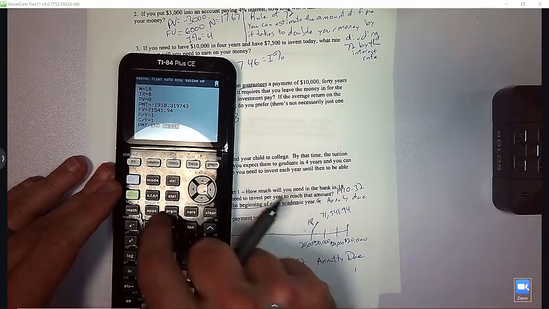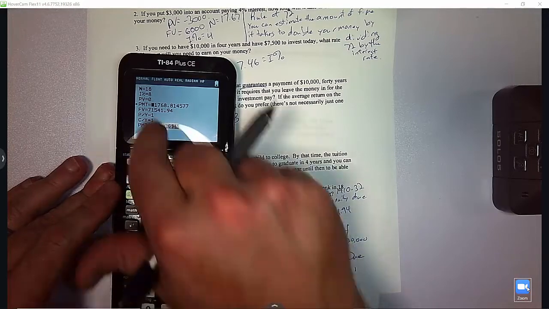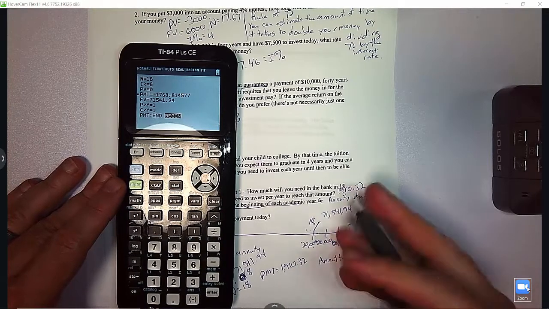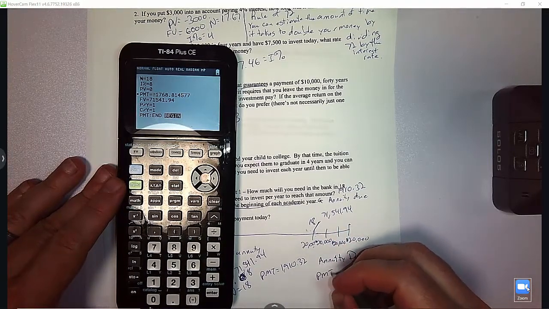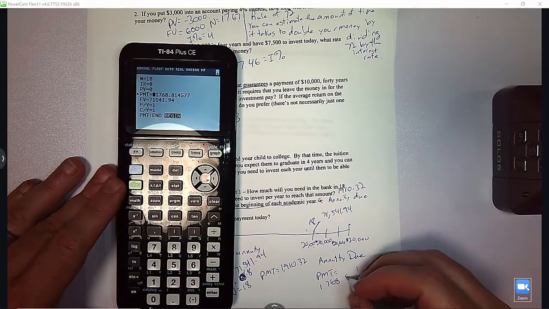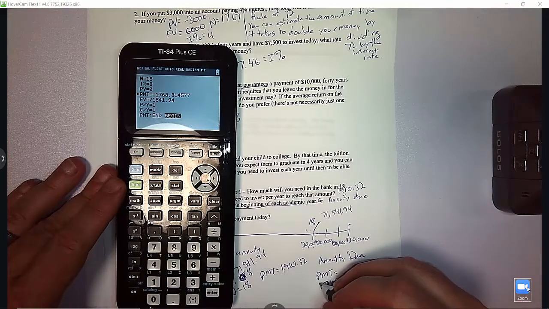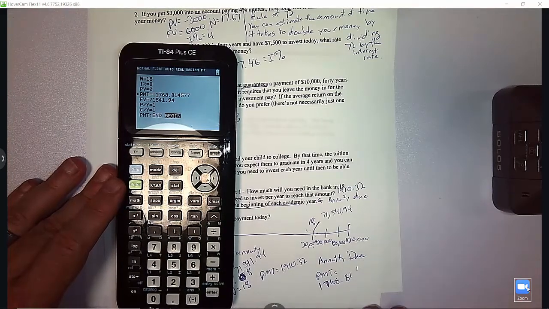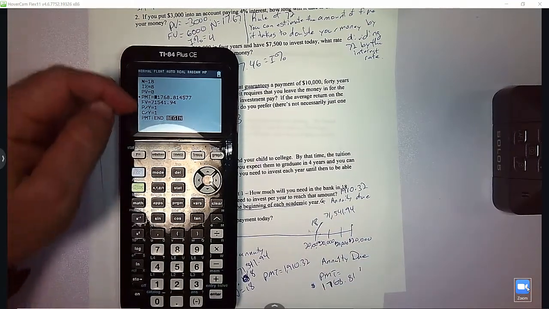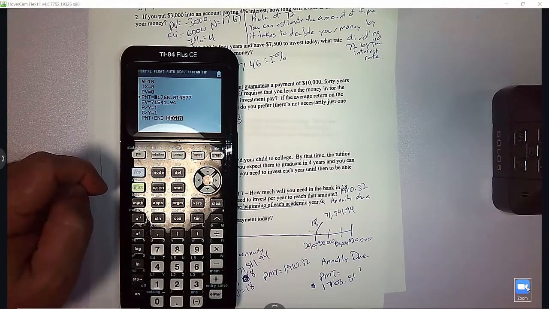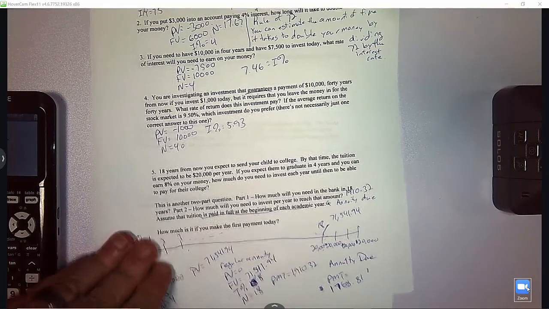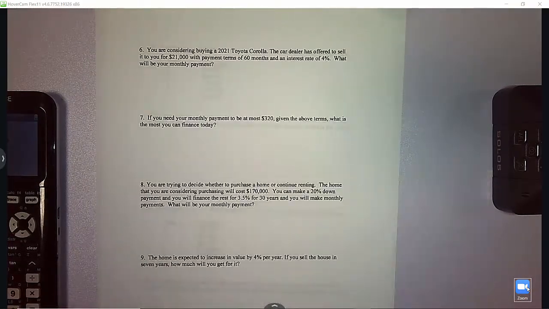Go back up to the payment and press alpha and then enter. And I see here that my payment is going to fall now to $1,768.81. And again, the only thing I changed was this bottom line, from end to beginning. I'm going to flip to the next page now. And now we're going to get into some monthly payments.